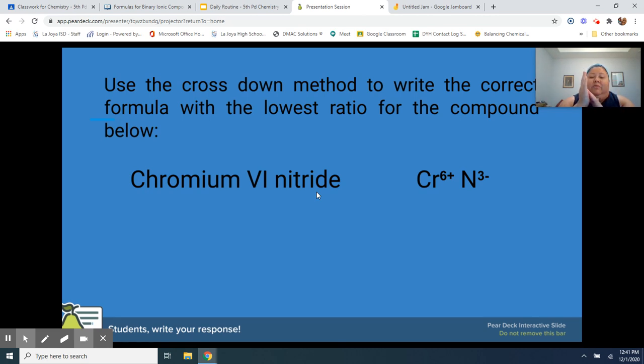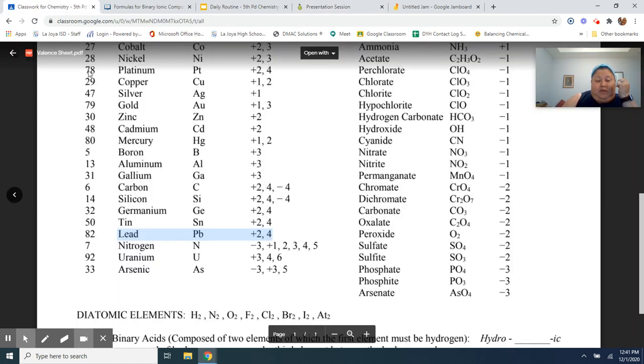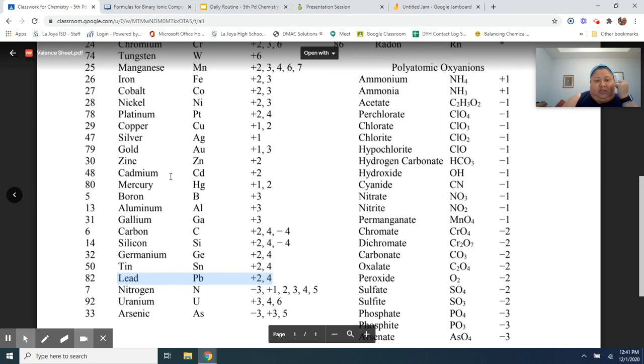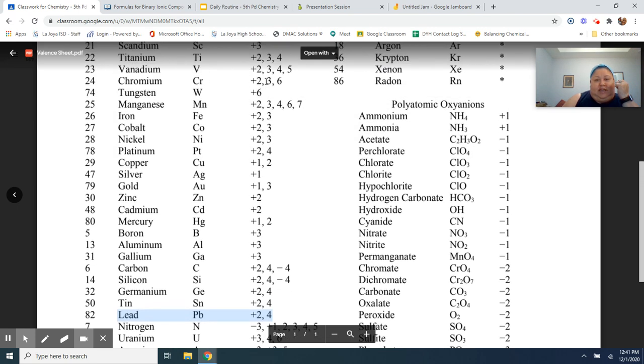What if you have chromium 6 nitride? Chromium 6 nitride. If you look up chromium, chromium has different versions of itself. Look at that. There are 3 siblings. The first sibling is a +2, the second sibling is a +3, and the third sibling is a +6. They're telling you that you're working with number 6.